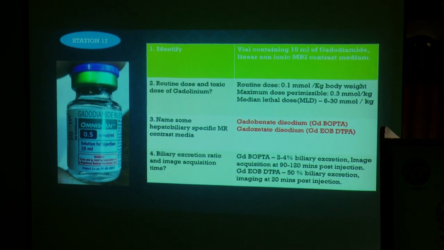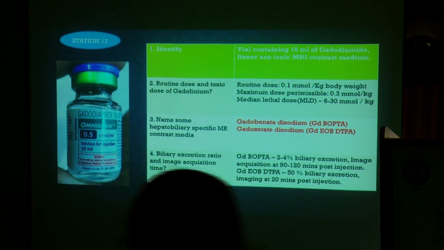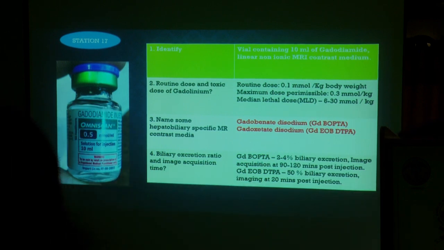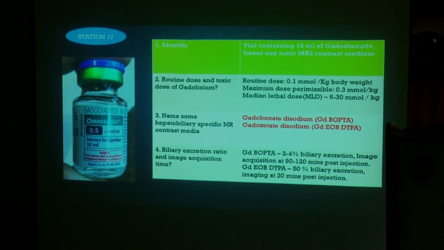For gadolinium BOPTA, it is only 2 to 4% biliary excretion, and the image acquisition is usually done at 90 to 120 minutes. We all tend to remember that contrast enhanced MRI is routinely done within seconds of administration. But for hepatobiliary specific contrast agents, they are done only after 90 to 120 minutes for gadolinium BOPTA, which is available in India, and gadolinium EOB, it is done at 20 minutes post contrast administration.